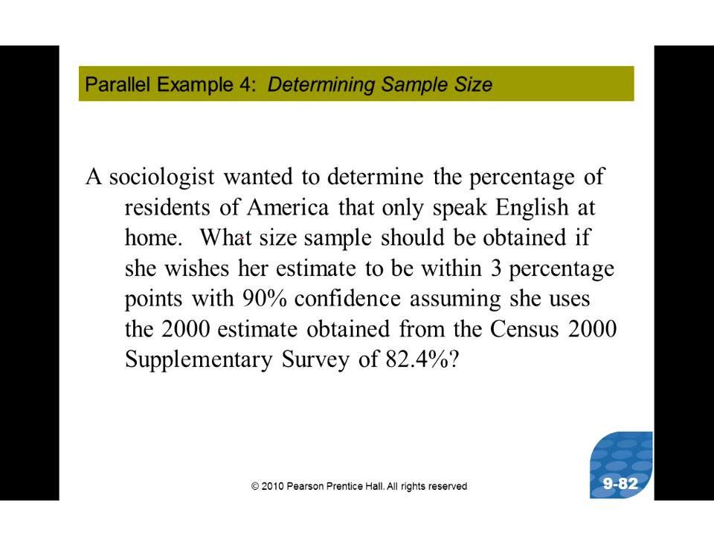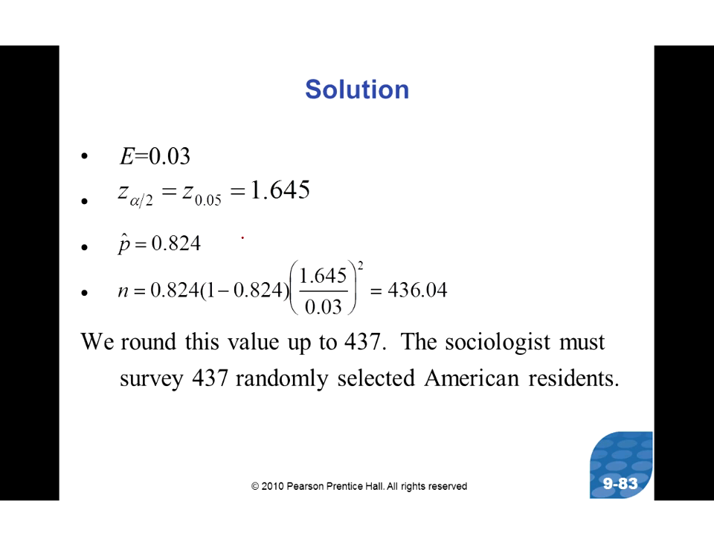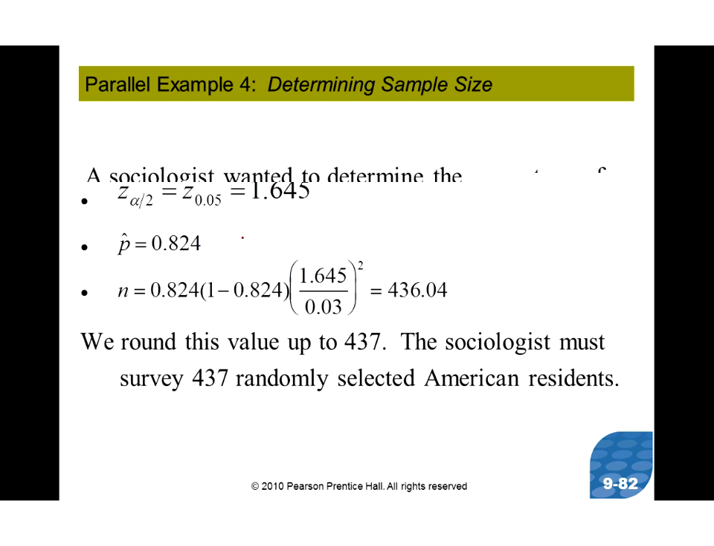A sociologist wanted to determine the percentage of residents of America that only speak English at home. What sample size should be obtained if she wishes her estimate to be within 3 percentage points with 90% confidence, assuming she uses a 2000 estimate obtained from the Census Bureau of 82.4.